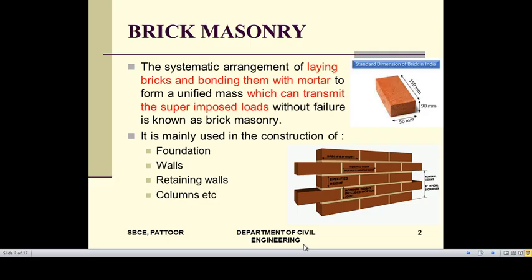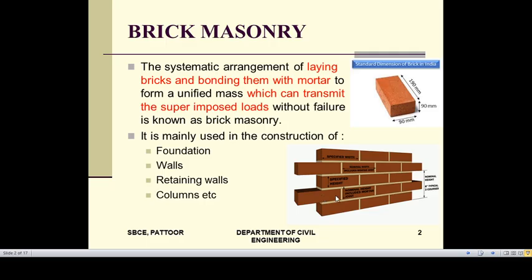So brick masonry is a systematic arrangement of laying bricks and bonding them with mortar to form a unified mass which can transmit the superimposed load without failure. The second figure is showing the representation of the brick masonry.